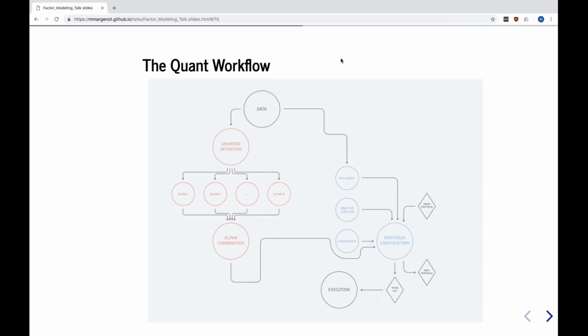So what I've kind of been alluding to is this quantitative workflow, how we actually want to think about this process of taking data to a universe, to factors, and piecing it all together into a portfolio. We start with some set of data. This can be pricing information, fundamentals information, or any sort of alternative data that you may be using. That's something that I didn't really mention before.